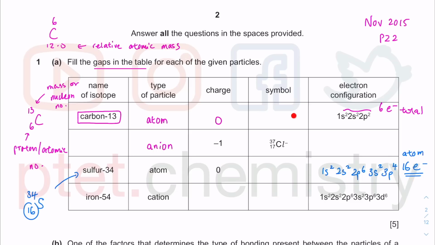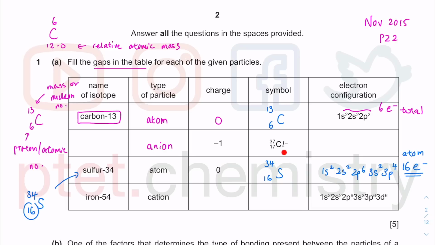Going back to the symbol for carbon 13, these are the international standards, meaning to say we are doing the nuclide notations. So we are writing down the numbers to the far left. So 13 nucleons and 6 protons for the atom. Then sulfur 34 is 34 nucleons and 16 protons there.